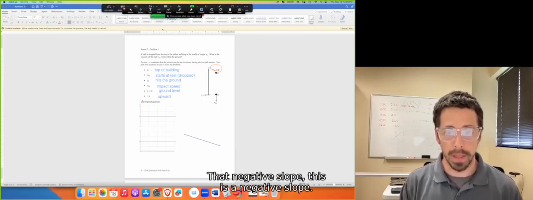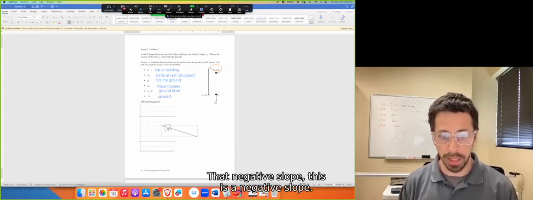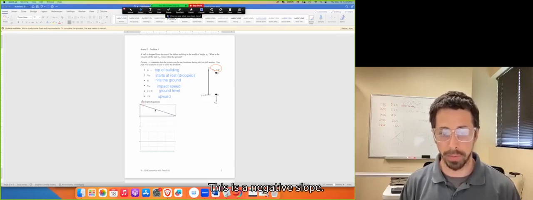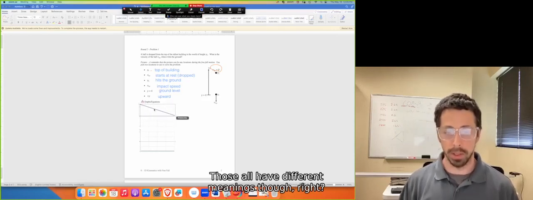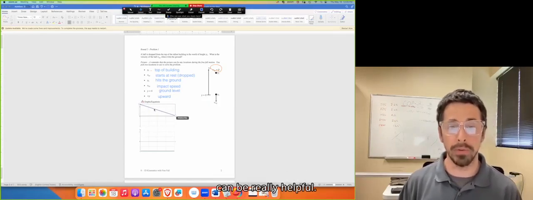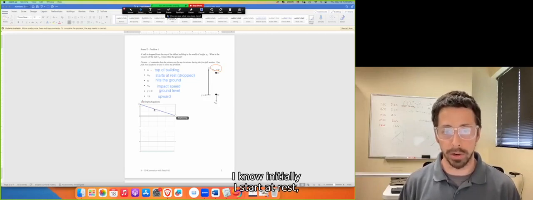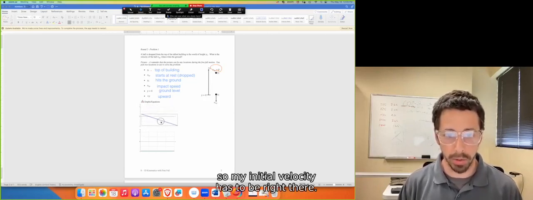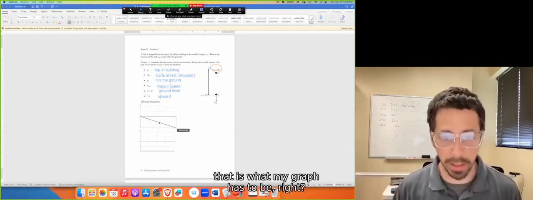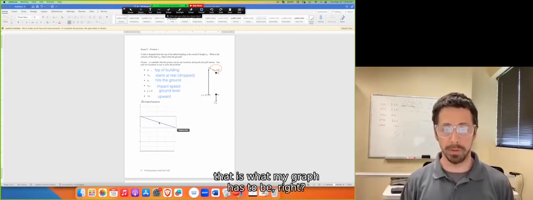Now, that negative slope, this is a negative slope, this is a negative slope, this is a negative slope. Those all have different meanings though. That's where drawing your initial point can be really helpful. I know initially I start at rest, so my initial velocity has to be right there, and that's going to tell me, boom, that is what my graph has to be.